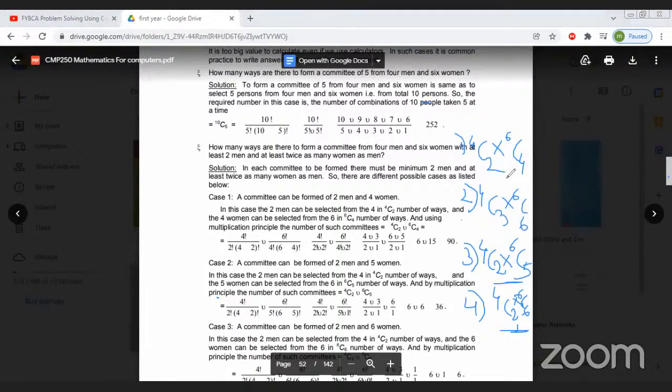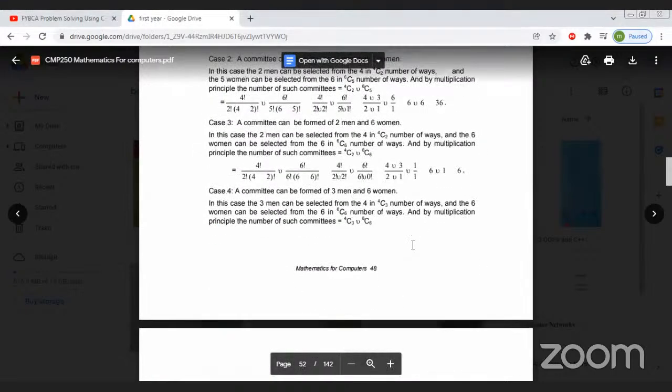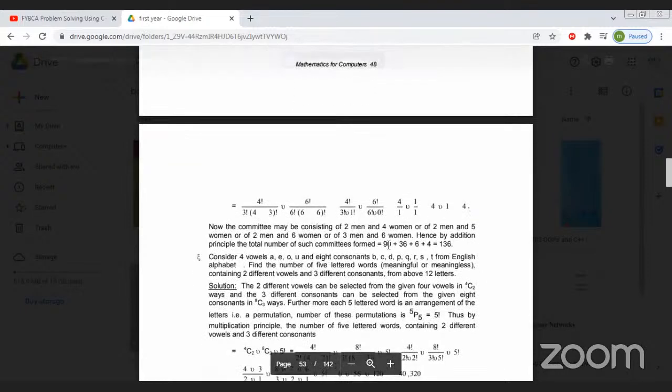See, this is some kind of trick for me also. Whenever you're having cases, you need to add all of these cases. And when we talk about arrangement, there you need to multiply. Don't forget about this. Here you need to multiply, and when you're having cases, you need to add. Understood? When you solve the sums, it will be easier to understand. See, they have done the same thing. They have added.